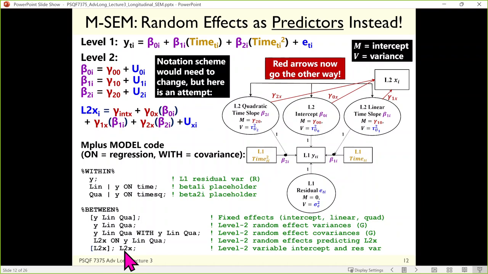You don't have to write these, they're estimated by default. But level 2 X in brackets is going to be its intercept. Level 2 X outside of brackets is going to be its variance. In this case, it's going to be its leftover variance after being predicted by our three circles here.